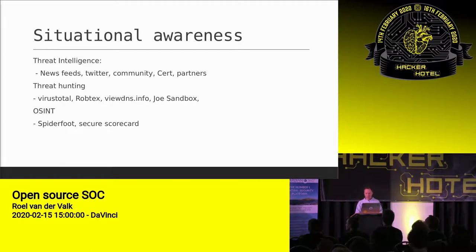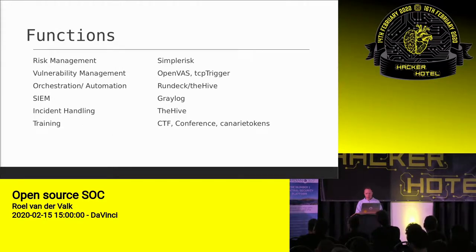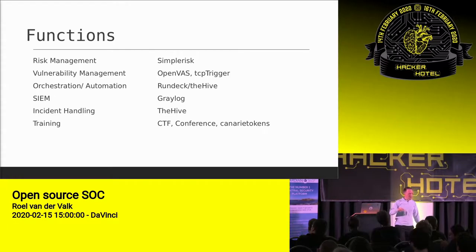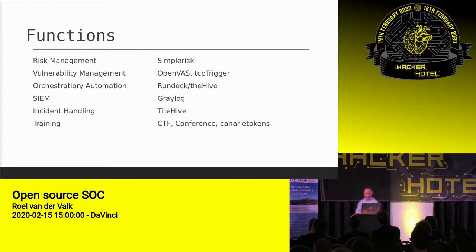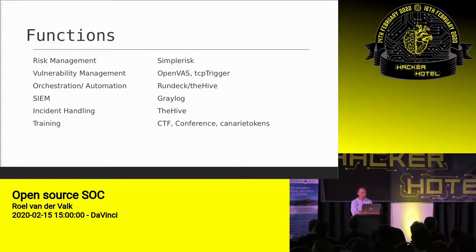So, basically, just a short summary, I guess. Risk management will be nothing or simple risk, or just your wiki installation. If you've got vulnerability management you want to perform on your own assets, then OpenVAS is a solution. Or in combination with a couple of honeypots, that makes up your detection and vulnerability management. And if you want to have orchestration and automation, TheHive will do most of that.